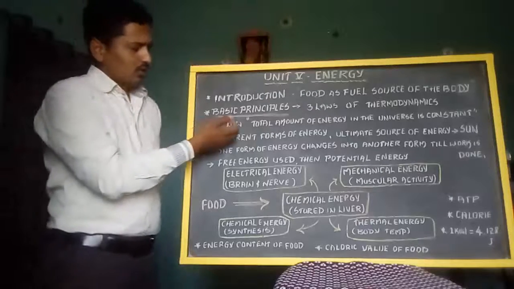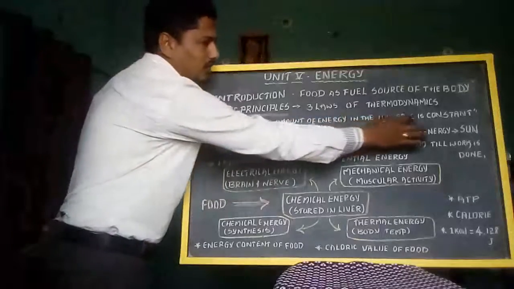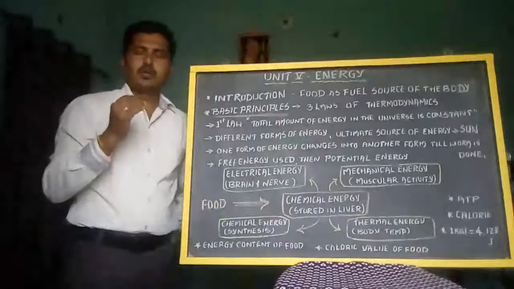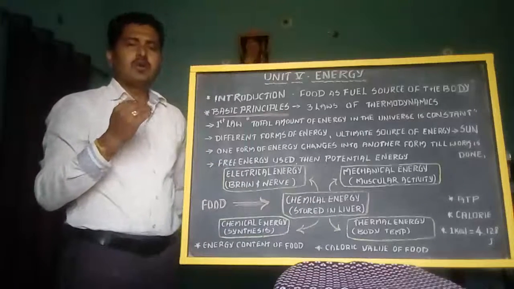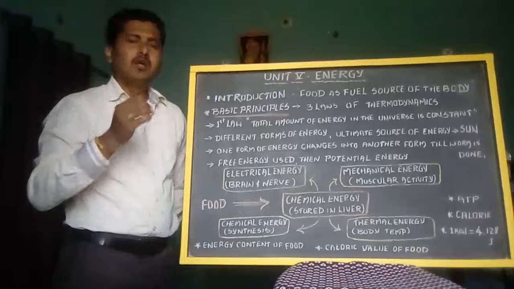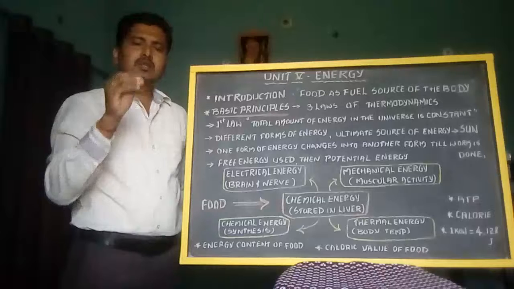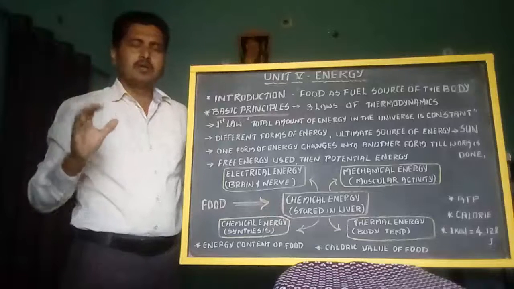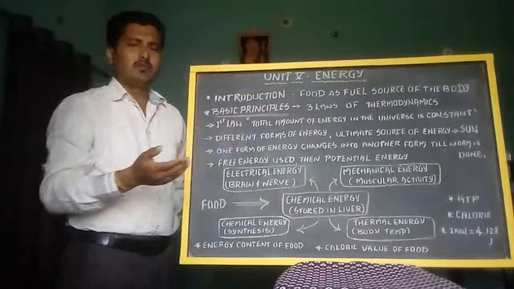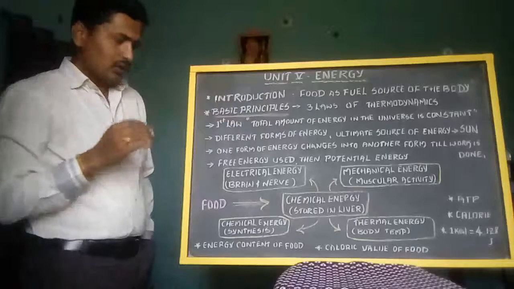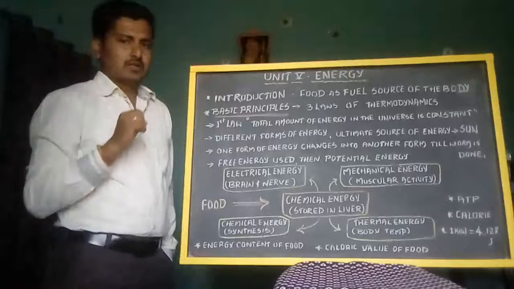What does it mean? First law: the total amount of energy in the universe is constant. There is no loss of energy and no gain of energy. Whatever energy is in the universe stays in the same position, same pattern. But one form of energy is converted into another form. And several different forms of energy are available in the universe.